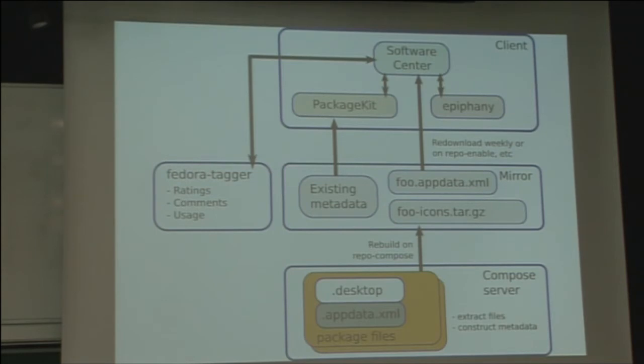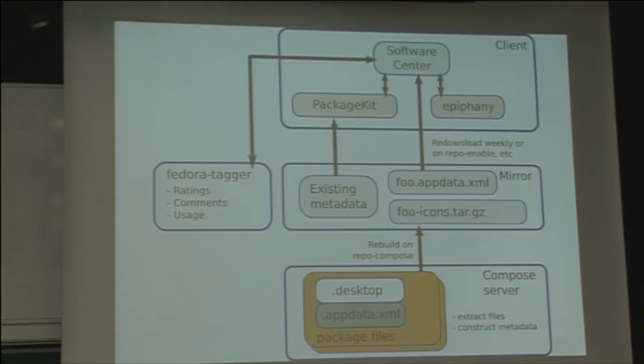A lot of people assume that GNOME Software is a front end to PackageKit, but it's really just one of the things that GNOME Software can do. GNOME Software can also talk to things like Epiphany, so you can install Twitter as a web app, which is basically using Epiphany in a Chromeless mode. And there are quite a few different web apps that we're shipping for Fedora 21.